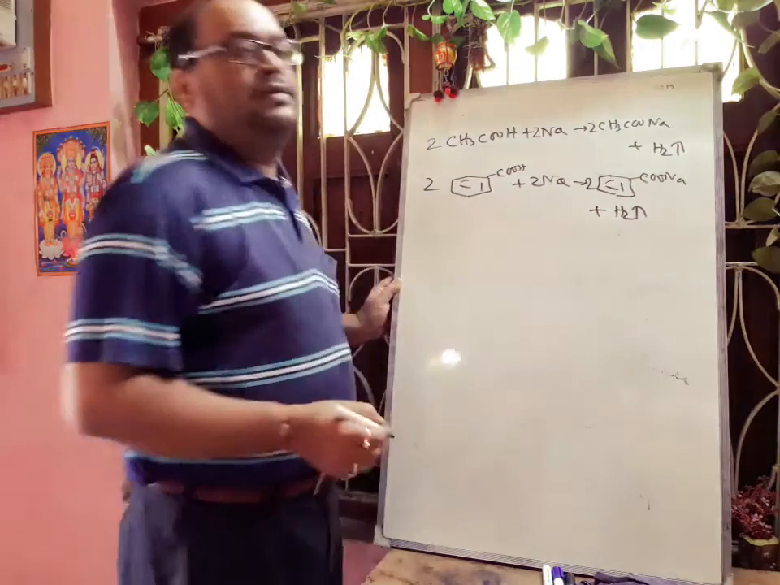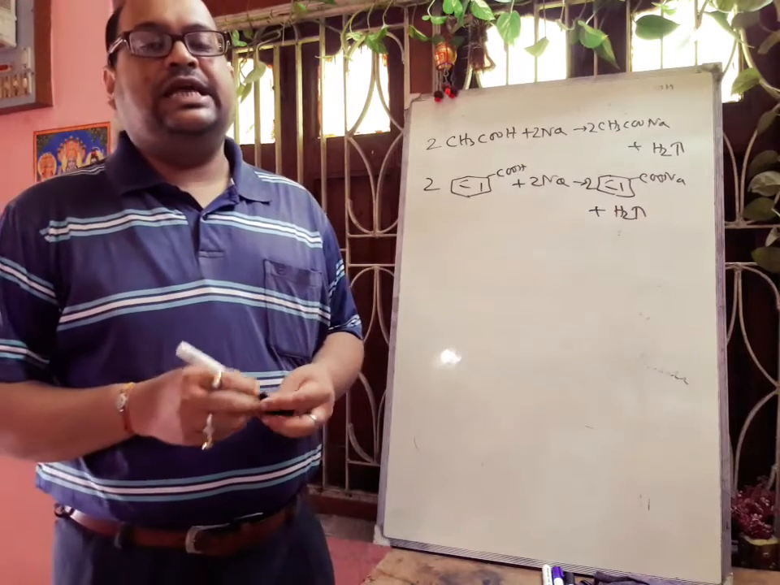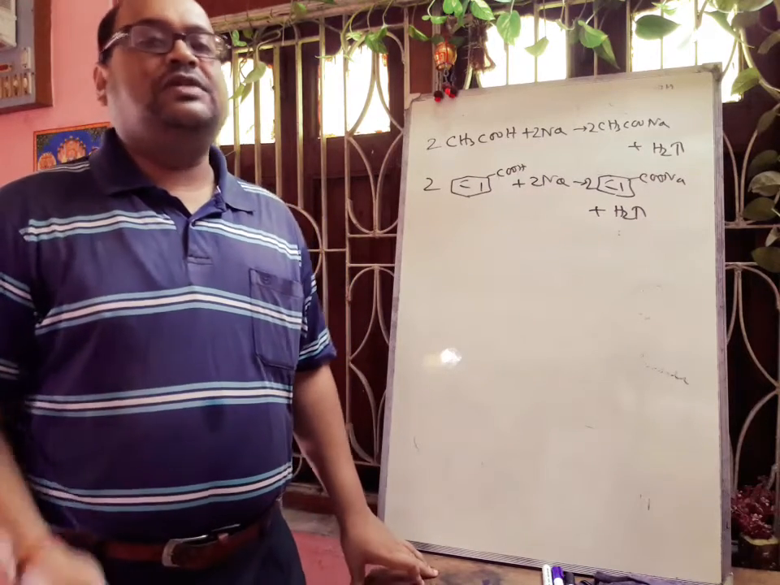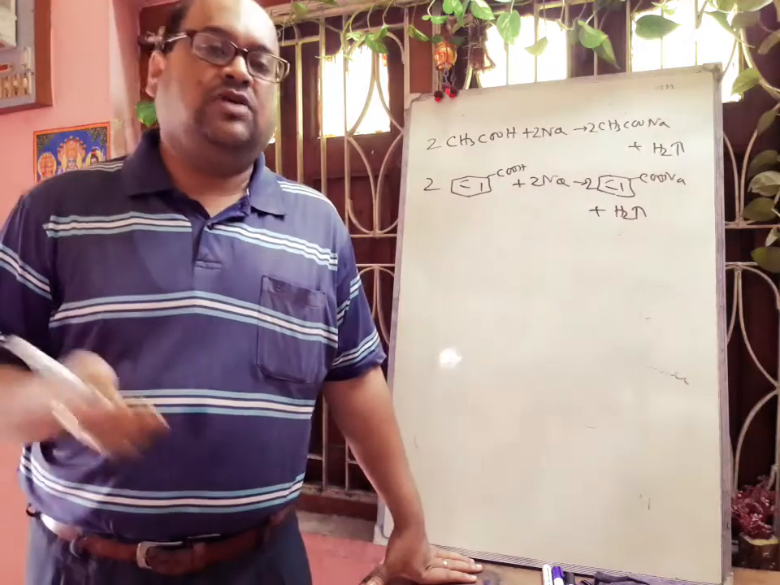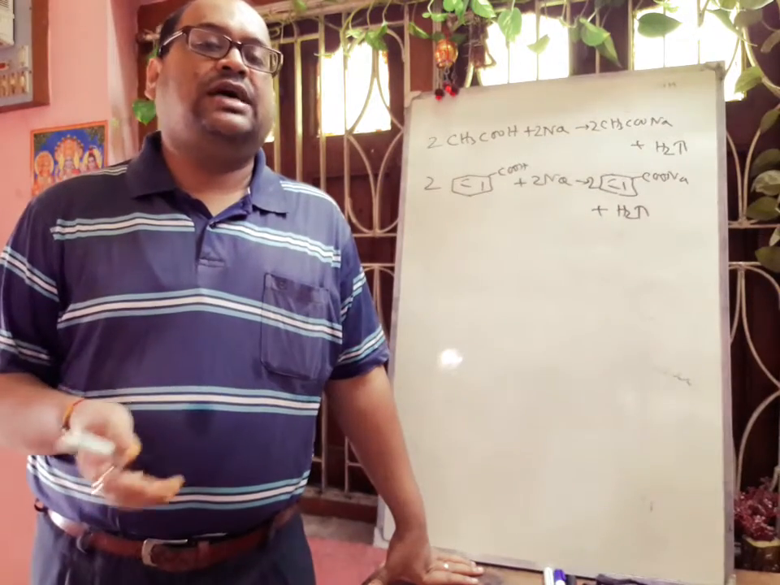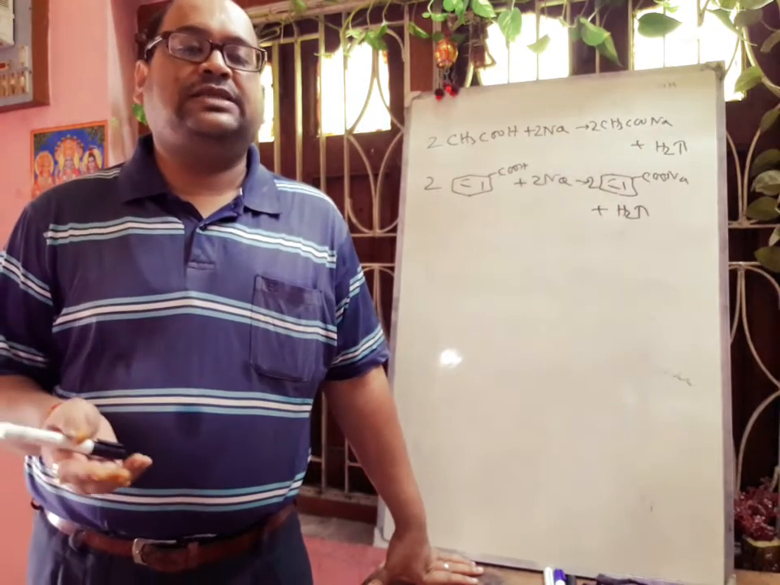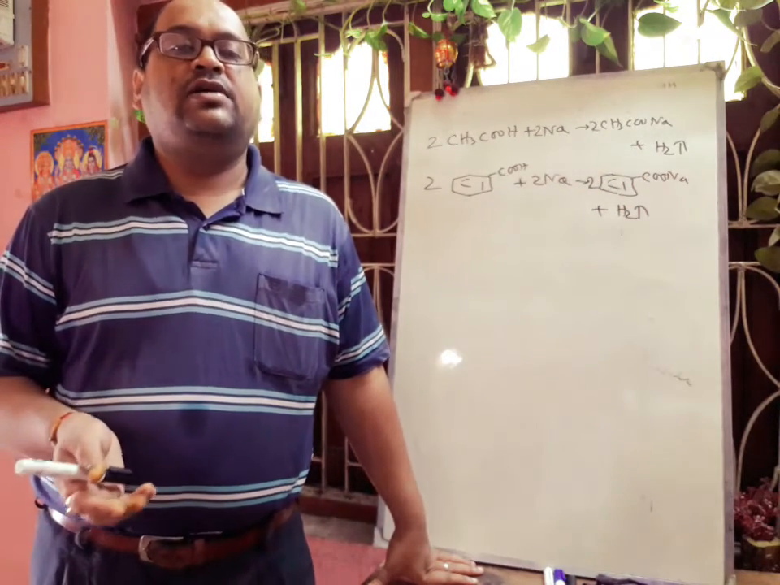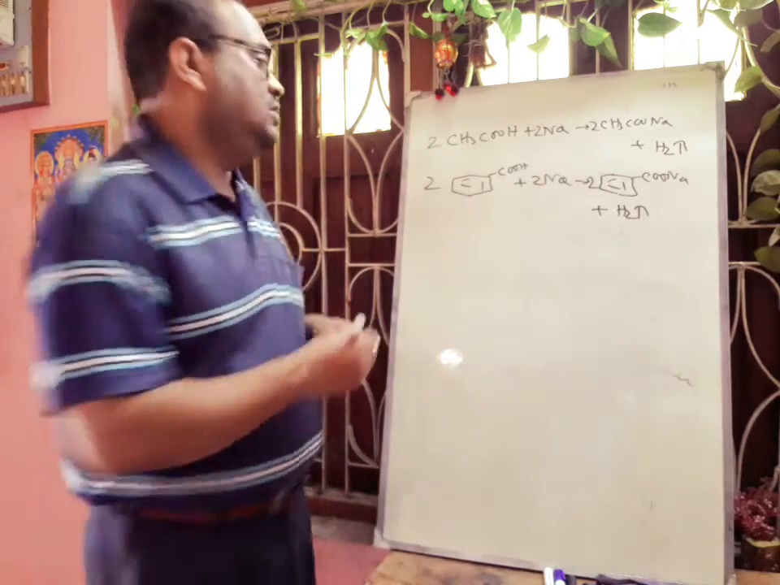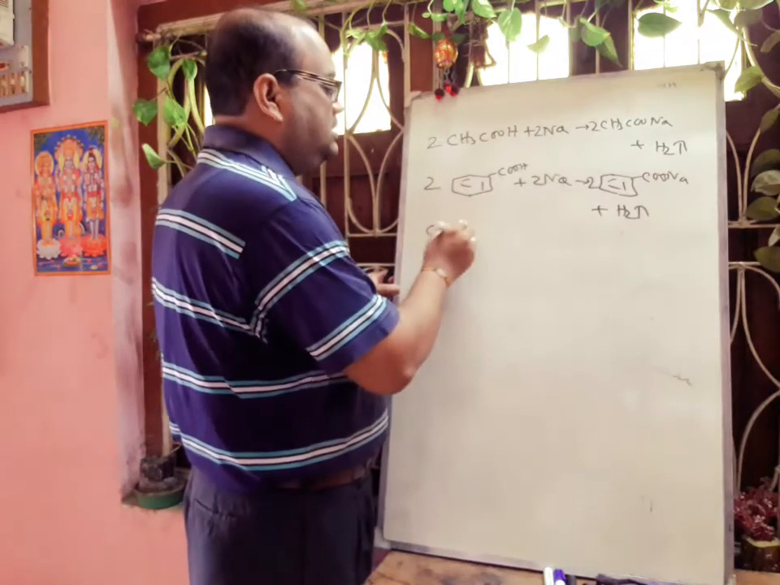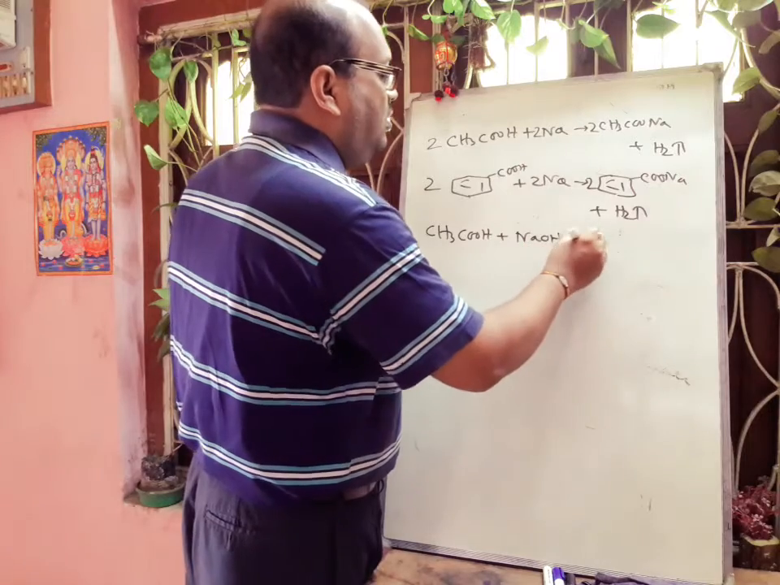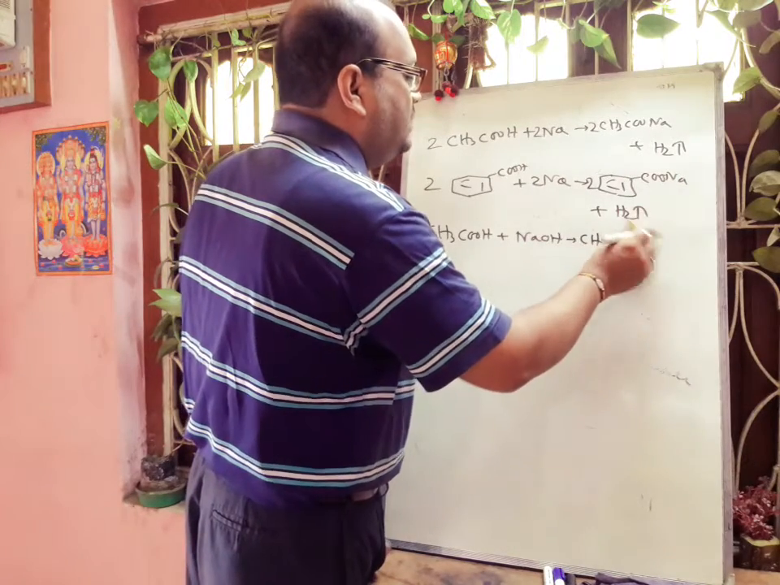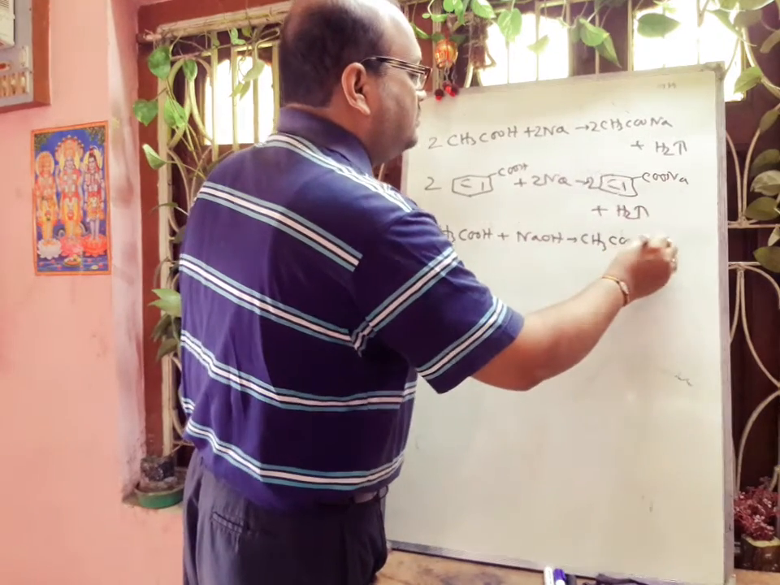Okay. Next we will discuss the reaction with alkali. We know that base and acid will react with each other forming salt and water. Here also the carboxylic acid will react with the base or alkali like sodium hydroxide forming the corresponding salt and water. If we take CH3COOH, that will react with NaOH forming CH3COONa plus H2O.